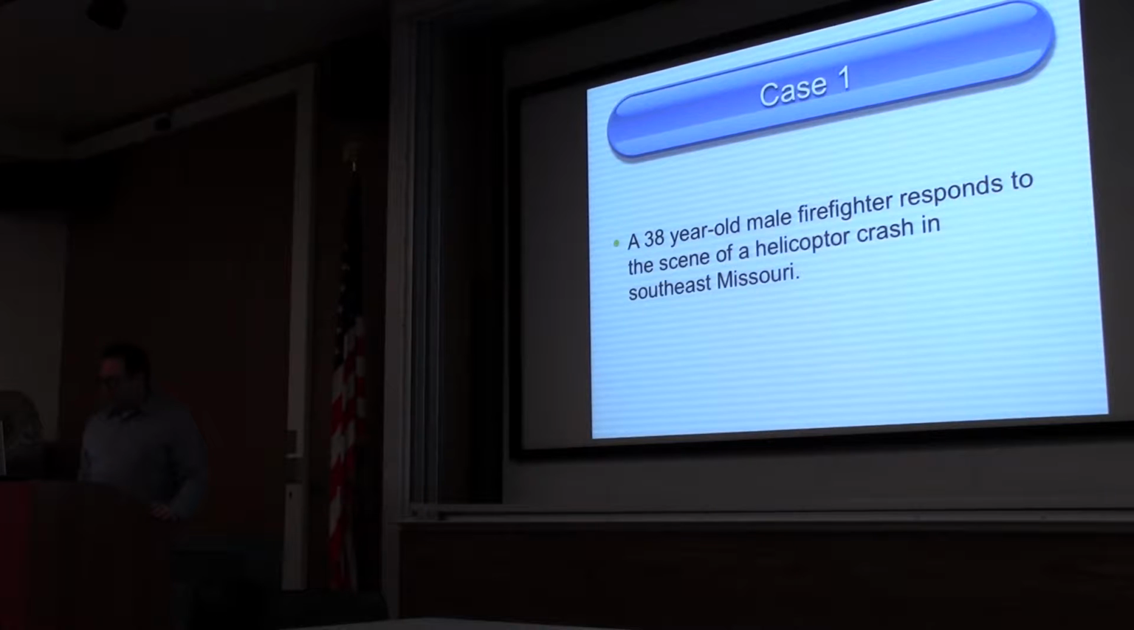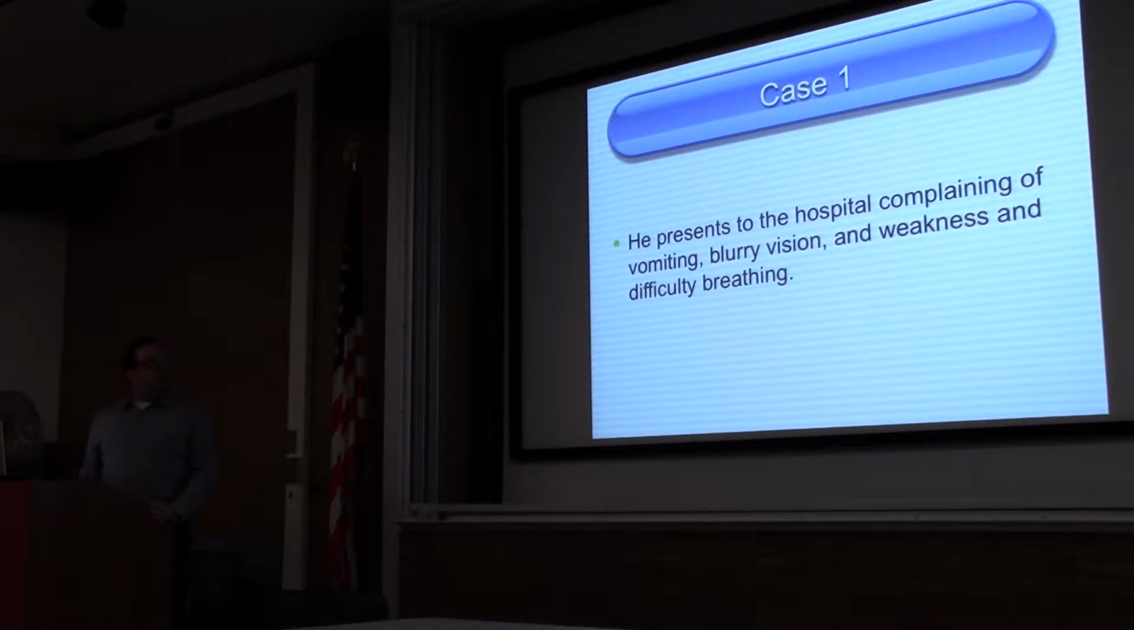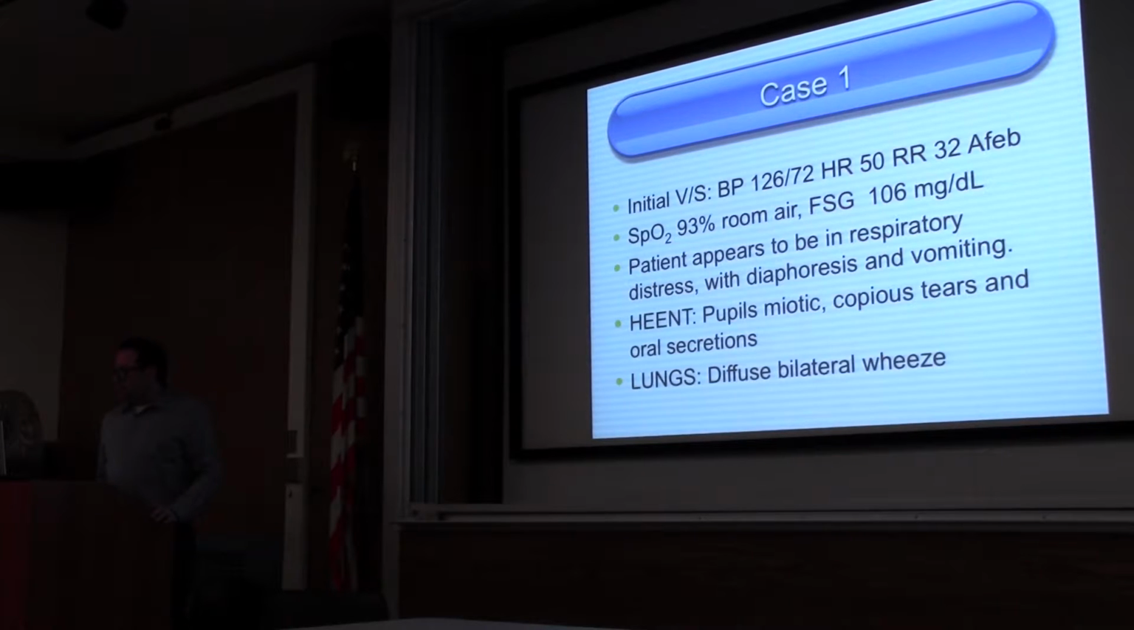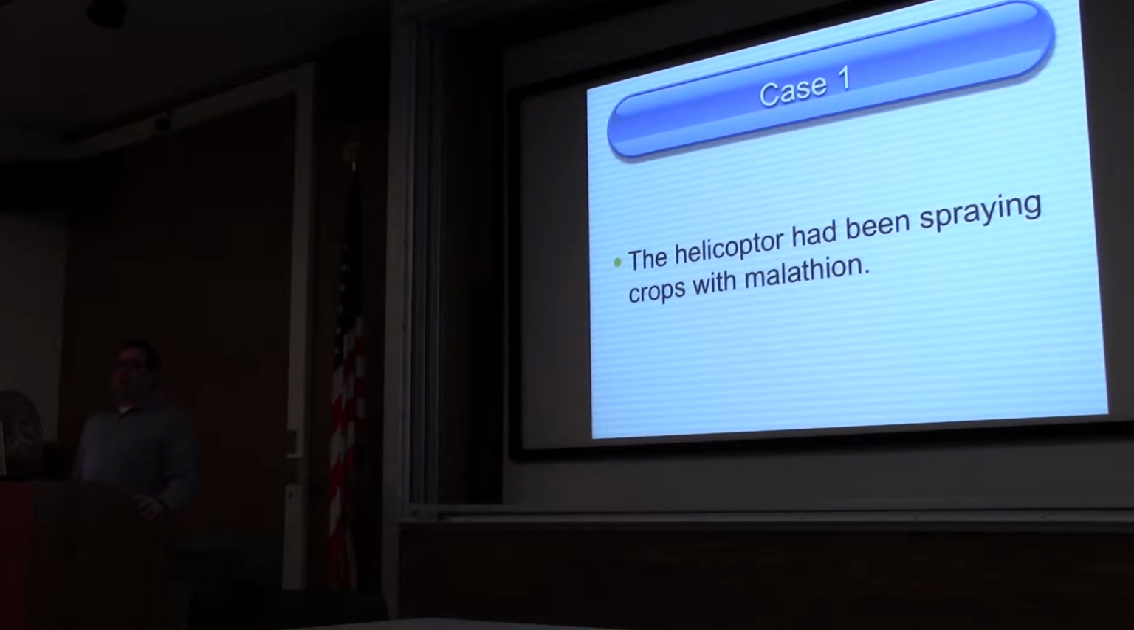All right, so first one: a 38-year-old male firefighter responds to the scene of a helicopter crash in southeastern Missouri. He comes to the hospital vomiting, with blurry vision, weakness, and trouble breathing. And these are his initial vital signs. He's bradycardic and tachypneic, he's hypoxemic, and he's in obvious respiratory distress. He's diaphoretic, he's puking, his pupils are small, he's got a lot of tears and oral secretions, and he's got diffuse bilateral wheeze. Cholinergic, excellent. All right, so this helicopter had been spraying crops with malathion, but you don't have to know that. You just have to identify that this is cholinergic.